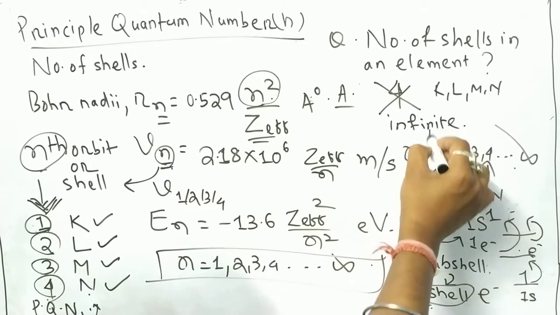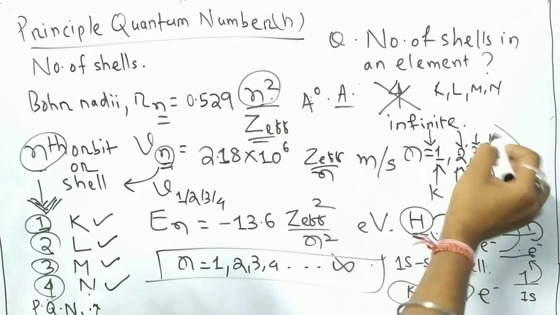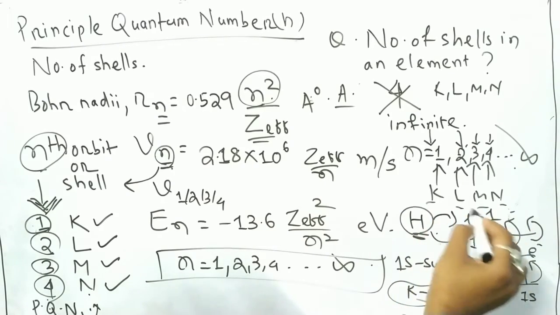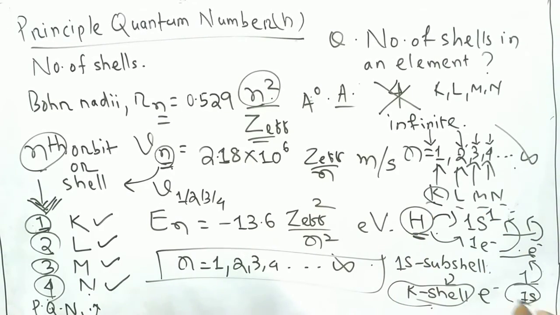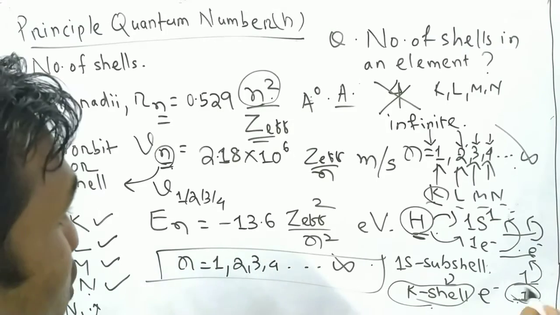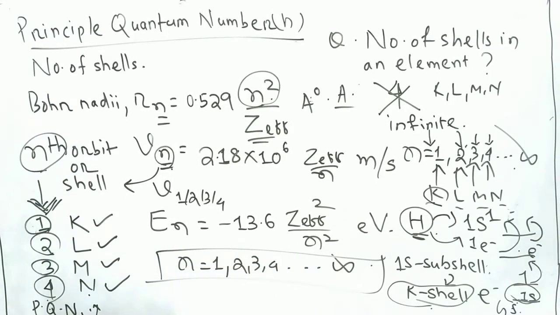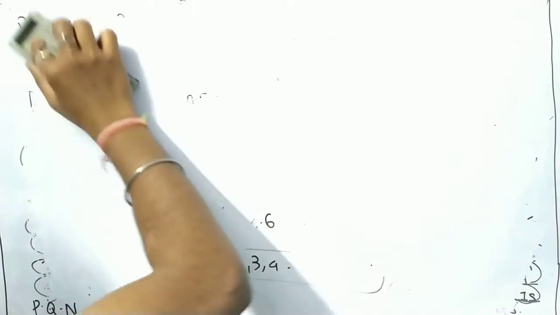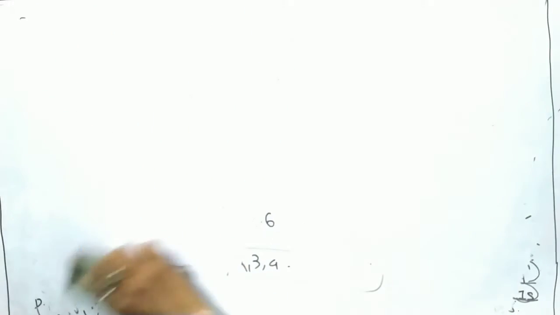So therefore, n extends from 1 to infinity. There is no fixed number of shells in an element, but for study purposes we only discuss these four shells. Suppose we talk about hydrogen, we say this is in 1s, or it is present in one shell. When we talk about only the ground state. For the excited state, the electron is not in one shell or two shells or three shells. It is in a number of shells, therefore infinite for an element.